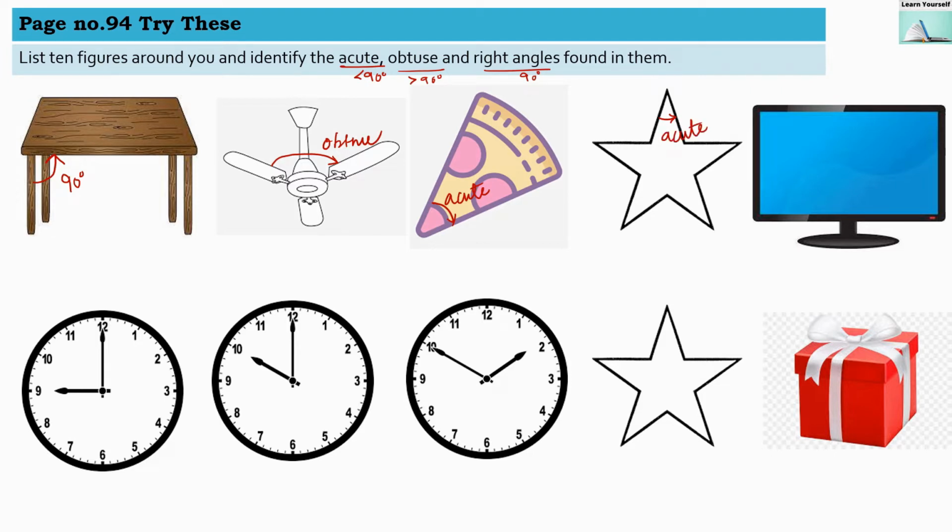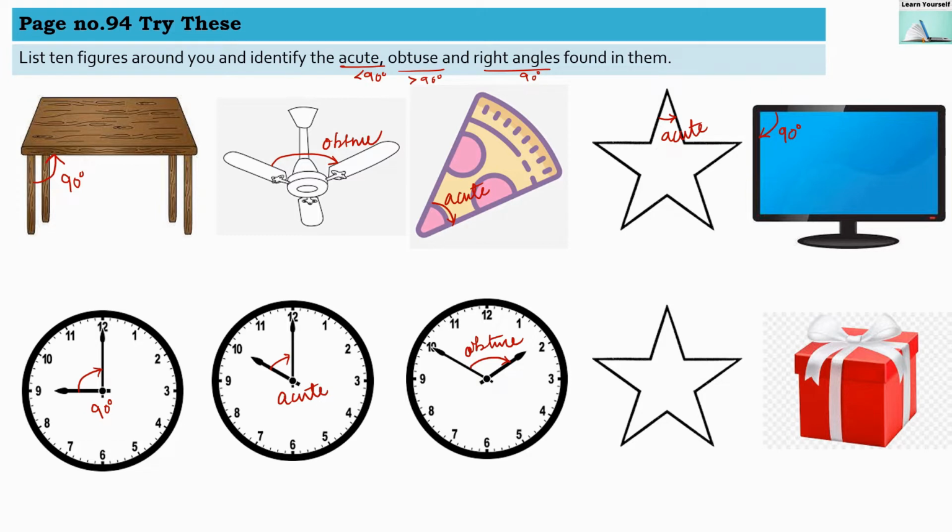In a TV, this angle shows 90-degree. All the four angles of TV will show 90-degree. When clock shows 9 o'clock, this is right angle, 90-degree. When clock shows 10 o'clock, then this is acute angle, less than 90-degree. When clock shows 1:50 a.m. or p.m., 10 minutes to 2 o'clock, at that time this angle is obtuse.